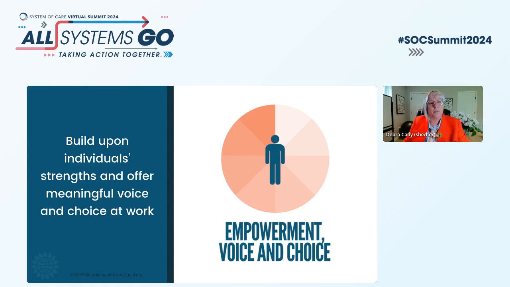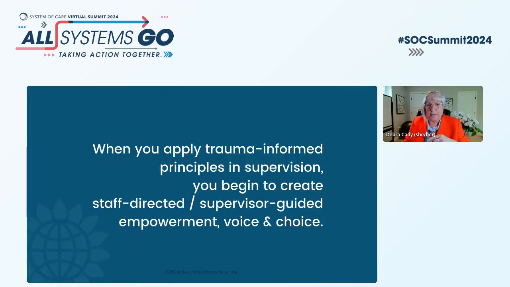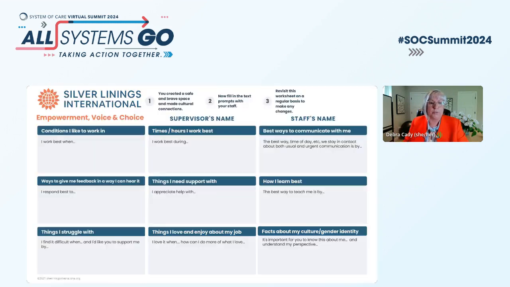When we think about that, it's all about what are the person's strengths? How do we offer meaningful voice and choice at work? How do we do that? Any way we can would be the answer. So when you start to apply these principles, you begin to be staff directed. You want the staff to really direct, but you're guiding what's possible, because sometimes we don't have choice. But where we do, the supervisor can be really clear about what those choices might be.